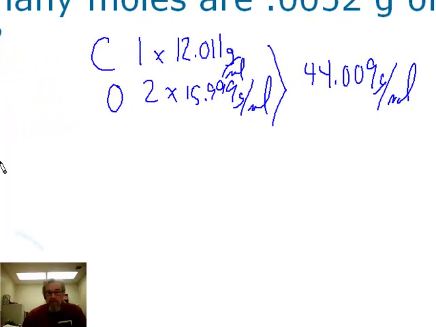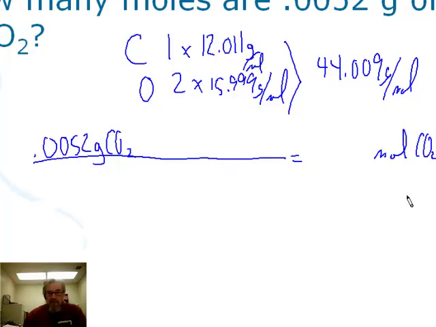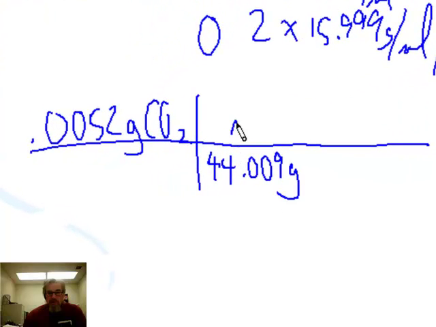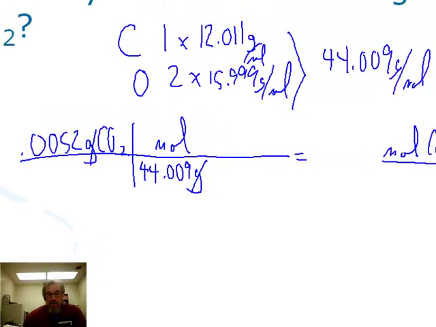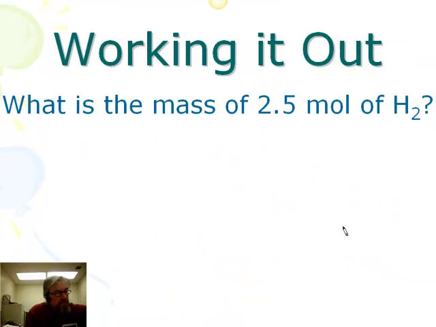Now, to solve my problem, 0.0052 grams of CO2 is my starting point. That's what's given to me. What I want to find out is how many moles of CO2 is that. Molar mass is my link. Carbon dioxide I have determined is 44.009 grams for every mole. With grams on the bottom, they now cancel out. When I multiply together, the only unit I'll have left is moles of CO2. The arithmetic of actually solving this is to take 0.0052 and divide by 44.009, and the answer that you get is 1.2 times 10 to the negative 4th moles of CO2.